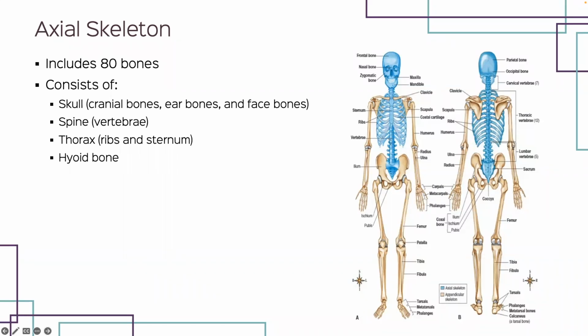The hyoid bone is located in the neck, where it serves as an anchor for tongue muscles, and it helps support the larynx, also known as the voice box. It does resemble the Greek letter upsilon.